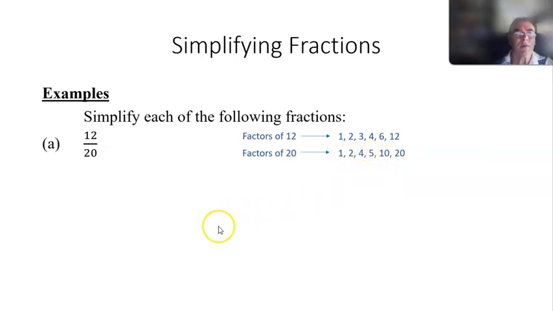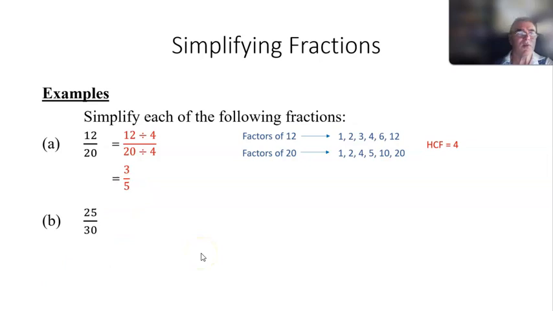And to simplify the fractions, we want to find the highest one that they've got in common, so our highest common factor. So 1, 2, and 4 are our common ones, so our highest common factor is 4. So what we now need to do is to take our numerator and divide it by 4, and our denominator and divide it by 4, and we get our simplified fraction 3/5. So 12 divided by 4 is 3, and 20 divided by 4 is 5.